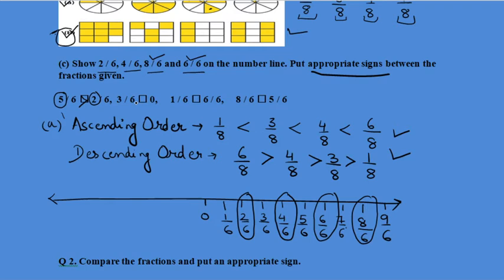Similarly 3 by 6 is here and 0. If there is nothing in the numerator, you will write the same denominator, that is 6. So 0 by 6. In 3 and 0, which one is greater? 3 is greater, so 3 by 6 is the greater fraction. In 1 by 6 and 6 by 6, which one is greater? 6 by 6 is greater because 6 is greater than 1, right? And in 8 by 6 and 5 by 6, which one is greater? 8 by 6 is greater. So this is question number 1.